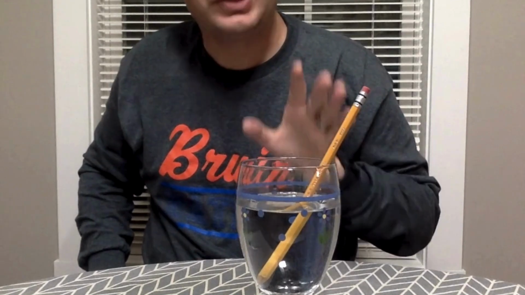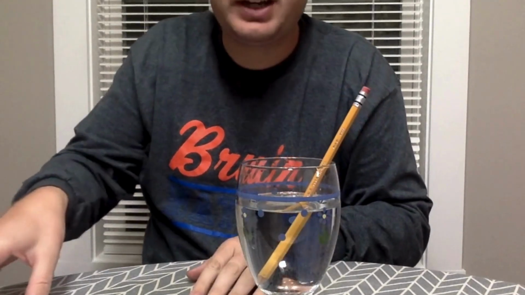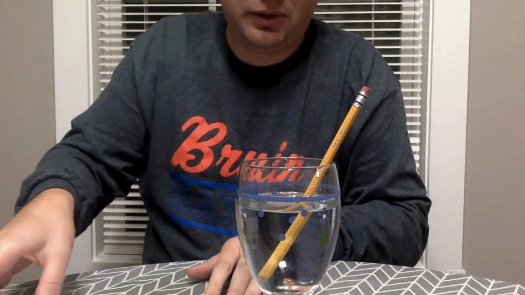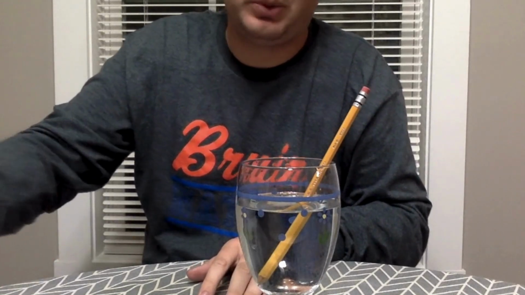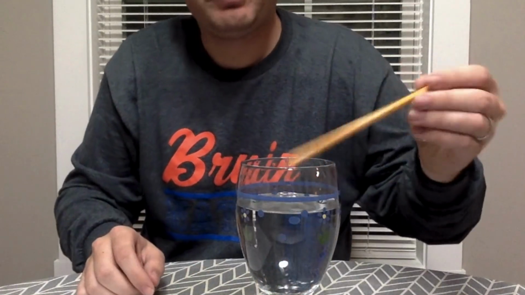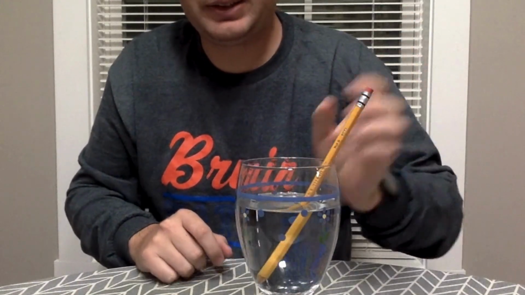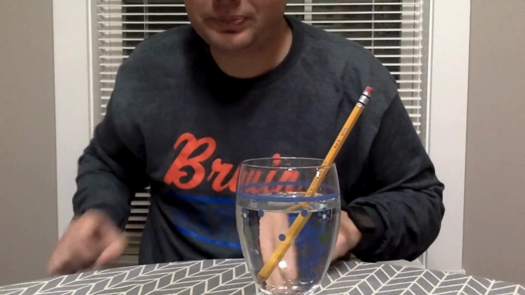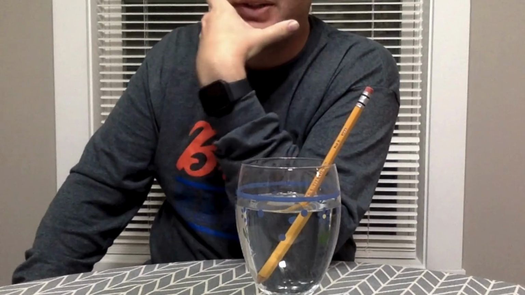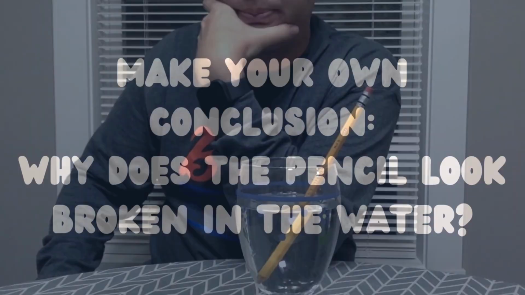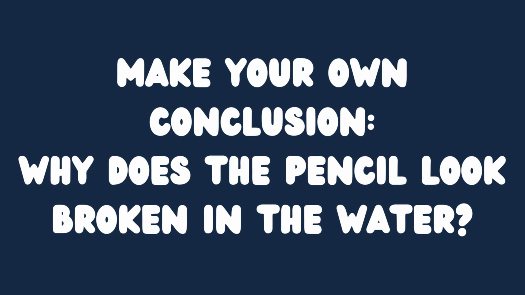So when you place the pencil into the water, it just looks broken. Why do you think that is? Do you think it's a trick pencil or a rubber one? Nope, just a plain wooden number 2 pencil, and it's just plain water in the glass, and there's no smoke or mirrors here. So why does the pencil look broken in the water? Pause the video and come up with your own conclusion. Got it? Great. Here's the answer.